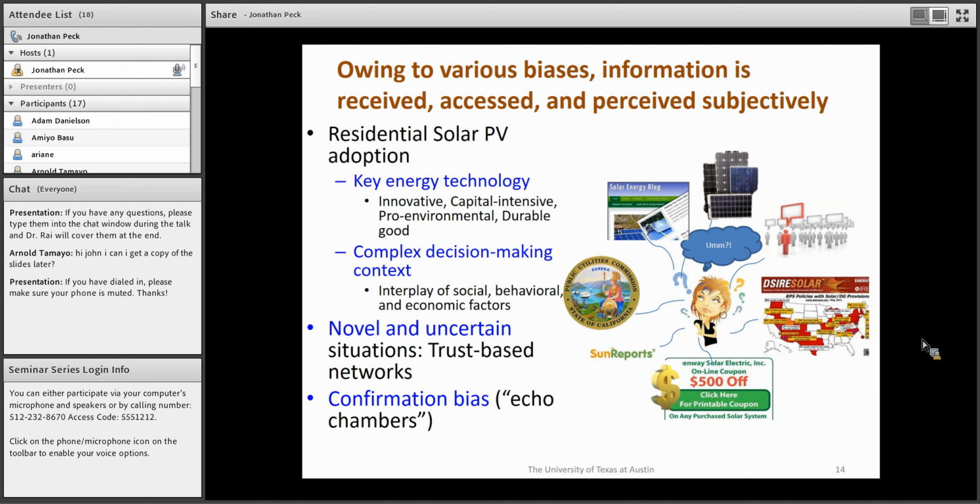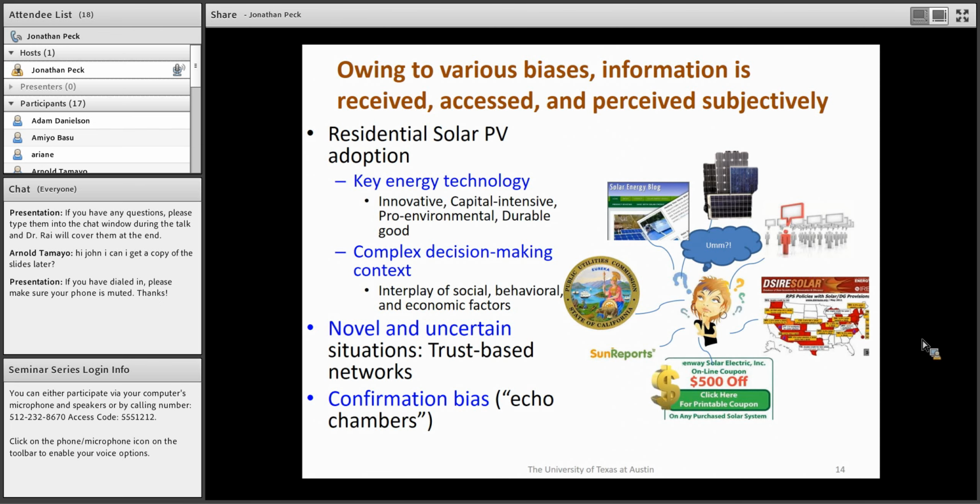Which involves interaction of social, behavioral, as well as economic factors. When customers in general, not just with solar, but in general, are faced with a novel and uncertain situation, they fall back on trust-based networks, whether this is related to health or any other decision making. That's consistently the case.